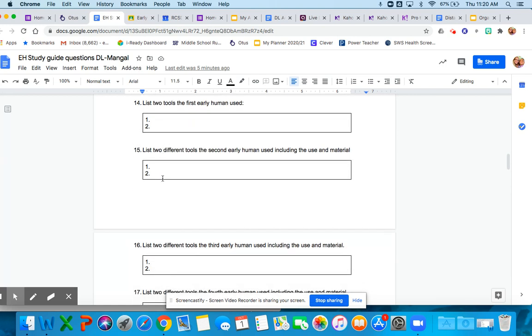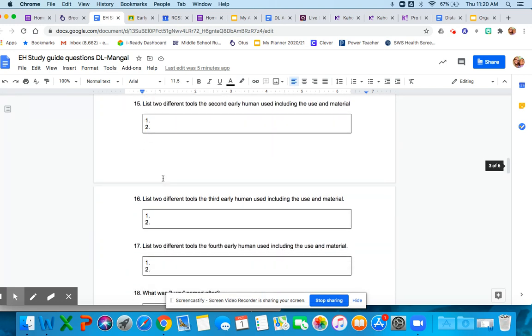Okay, list 2 tools the first early human used. So they used their hands, they used sticks, rocks, and anything they could find in nature. They did not make anything. It was all already there, things that they could find in nature.